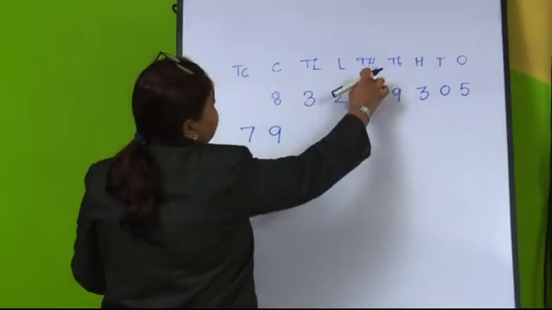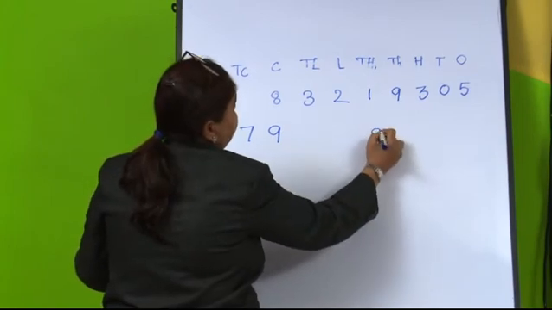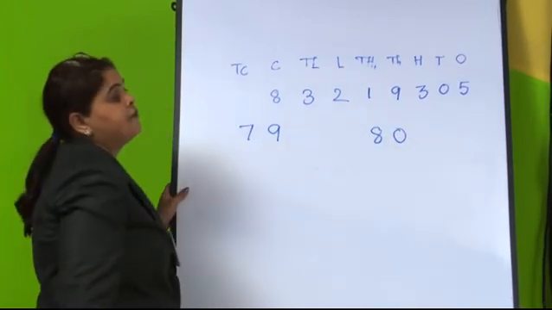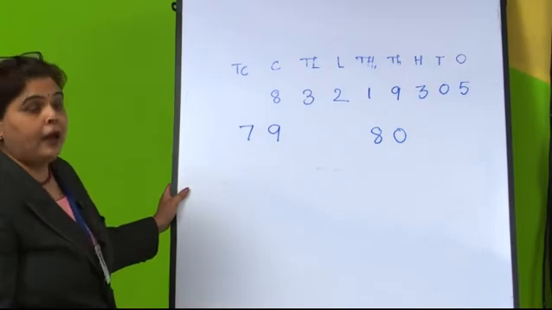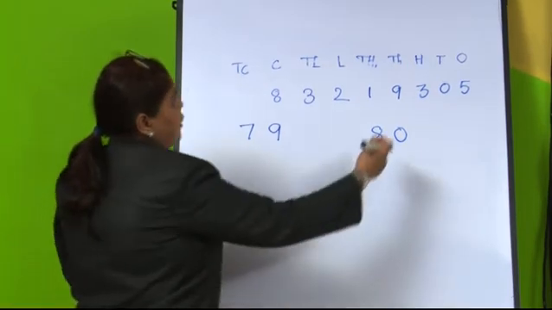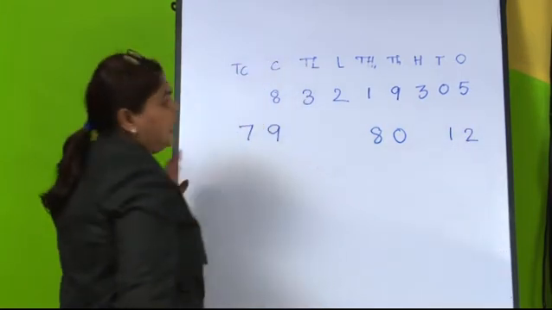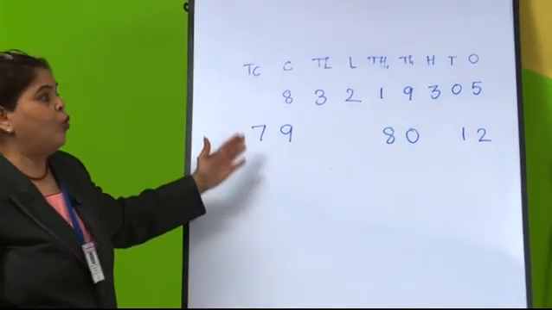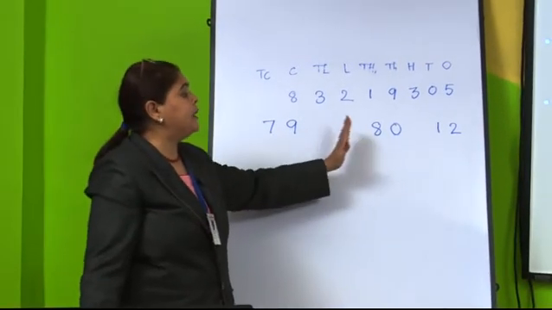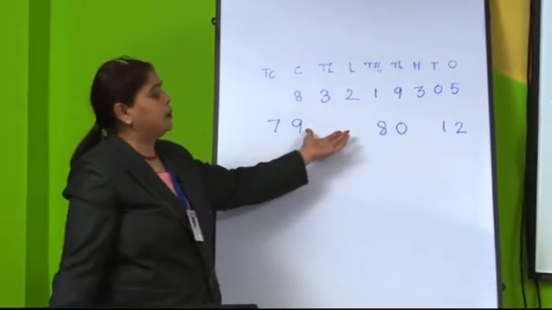80,000. So, under the thousands I have to write 80,000 and 12. I don't have anything in the hundreds, so I have to go under the tens. Here I have to write 12. Is this correct? No.